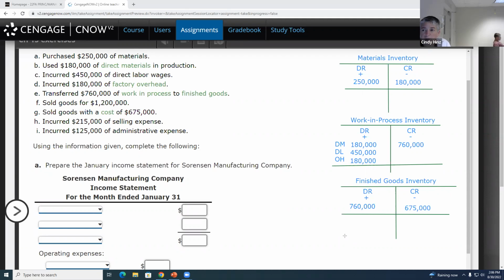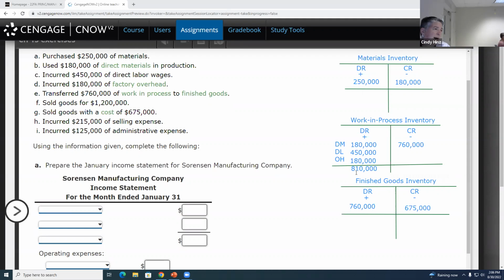In a T account, the way you find the balance is you add up the debits and record that total at the bottom, and that's called the debit footing. So I'm going to look at the work in process inventory account, and I'm going to add up those three numbers on the debit side. 180, 450, and another 180 is 810, or 810,000. I didn't give myself quite enough room here. I'm going to be a little squished. But that is called the debit footing.